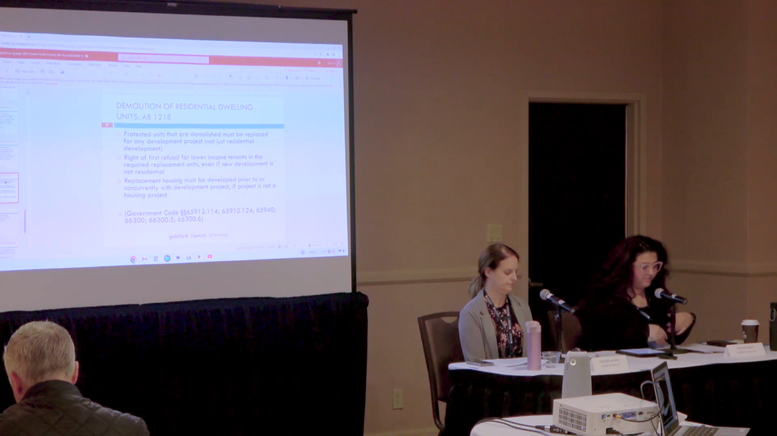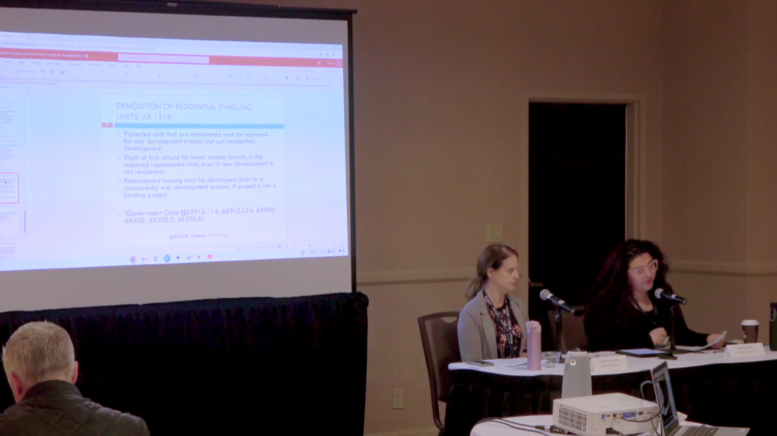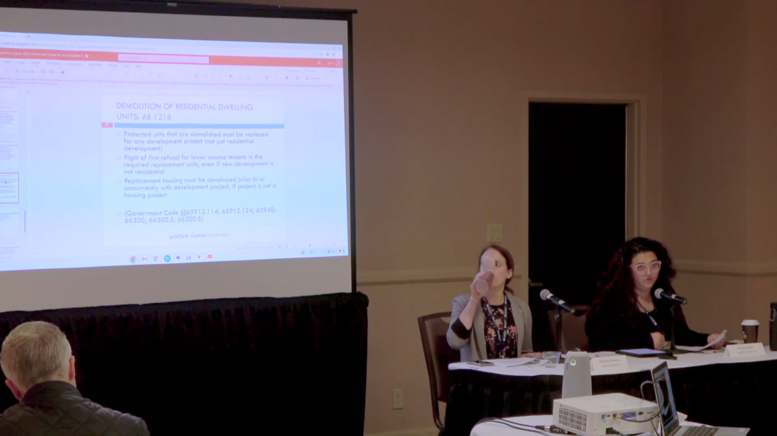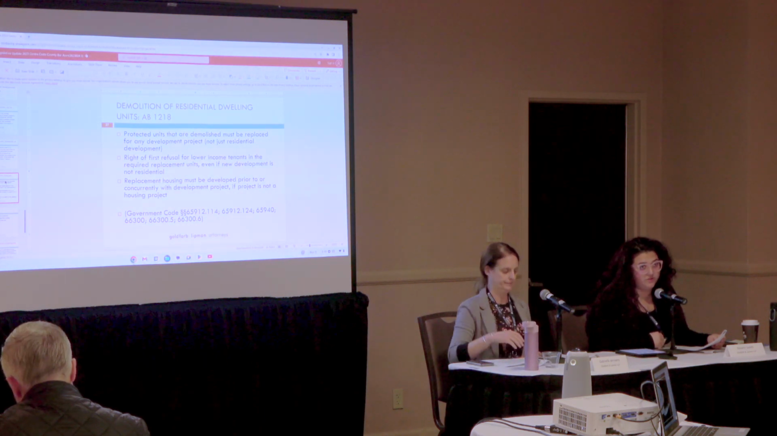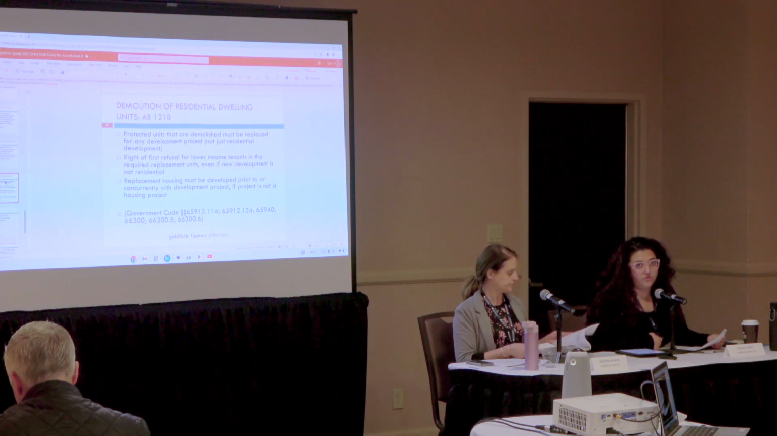So basically it expands the applicability, and it expands the right of first refusal for lower income tenants and the required replacement units, even if the new development is not residential. It also provides that replacement housing has to be developed either prior to or concurrent with the development project. So you can't demolish, build your commercial, and then 10 years later build the replacement residential units. Those residential units have to be built at the same time or before the commercial project or other type of project.